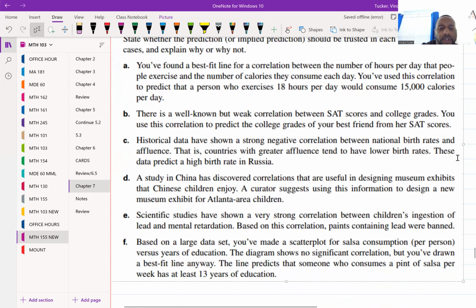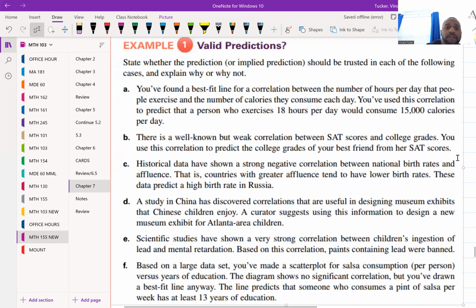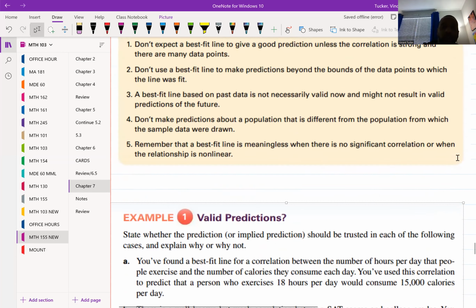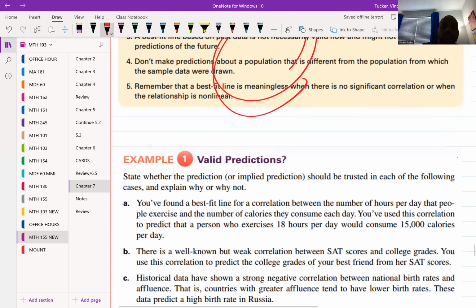So for those who want to copy these down, I'll give you a chance to do so. It says state whether the prediction or implied prediction should be trusted in each of the following cases. Explain why not. So we're going to look at each one of these A through F and then decide whether it is a legit prediction or not and why not, if it's not allowed. Those situations will be based on what we talked about here.